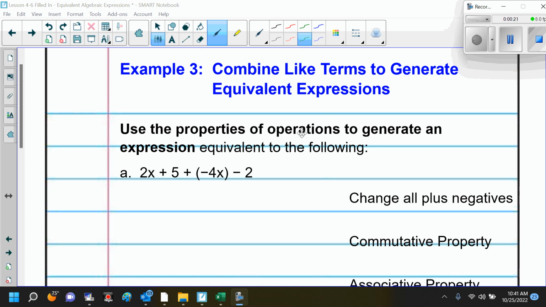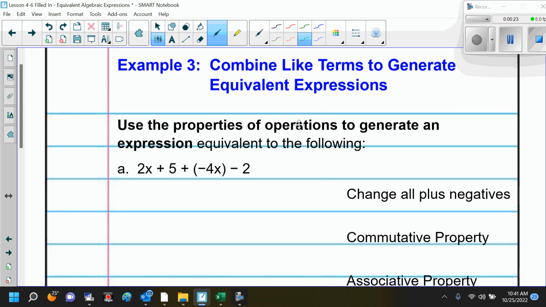So first thing I want you to do is write down this expression. We want to use the properties of operations to generate an expression equivalent to the following: 2x plus 5 plus a negative 4x minus 2. So the first thing we want to do here is change all of the plus negatives.